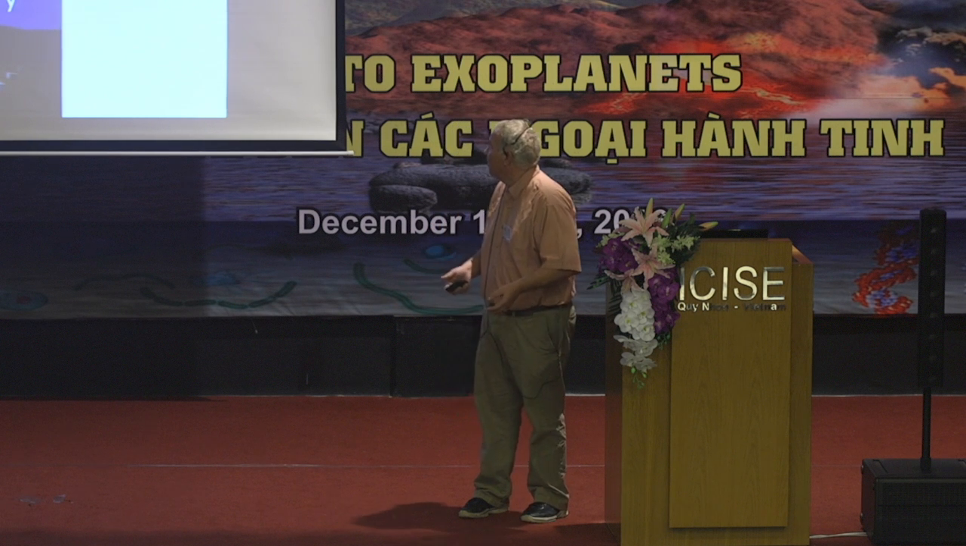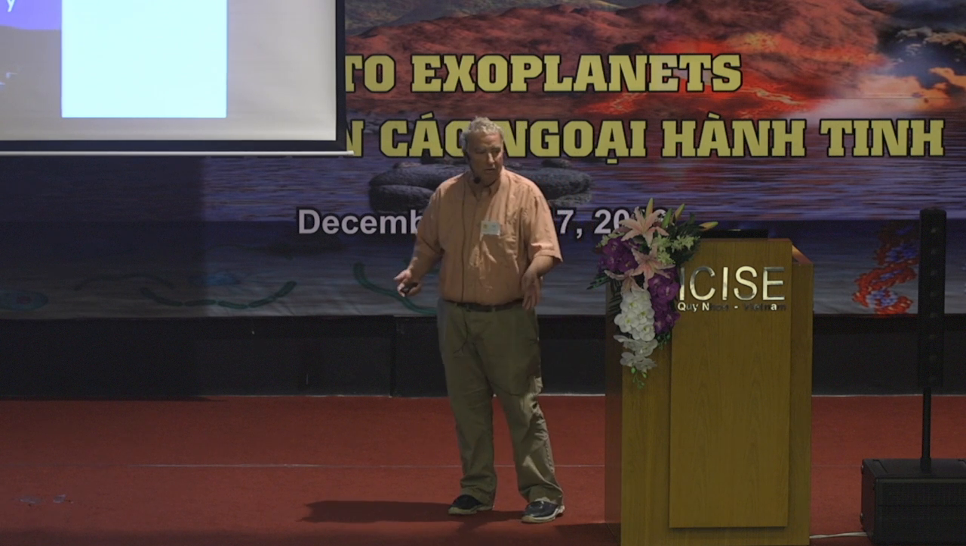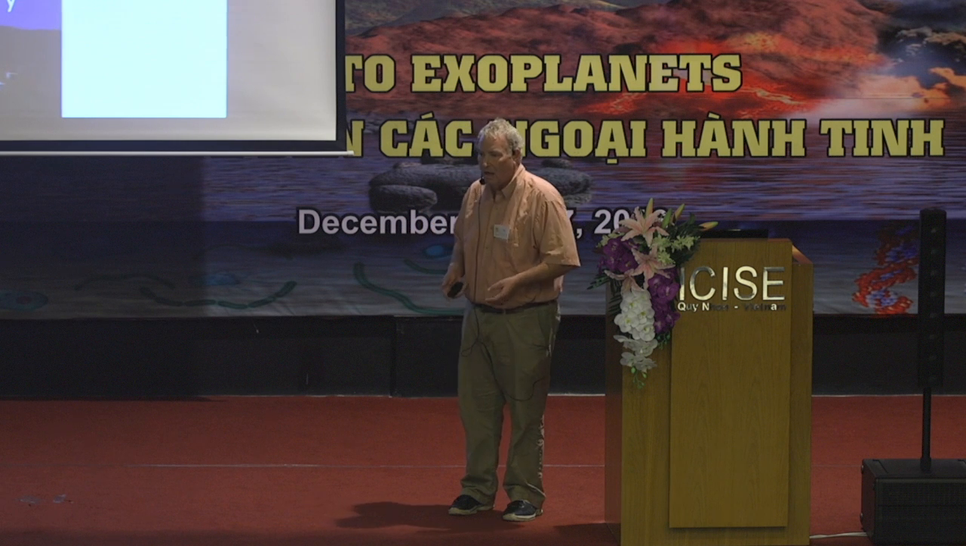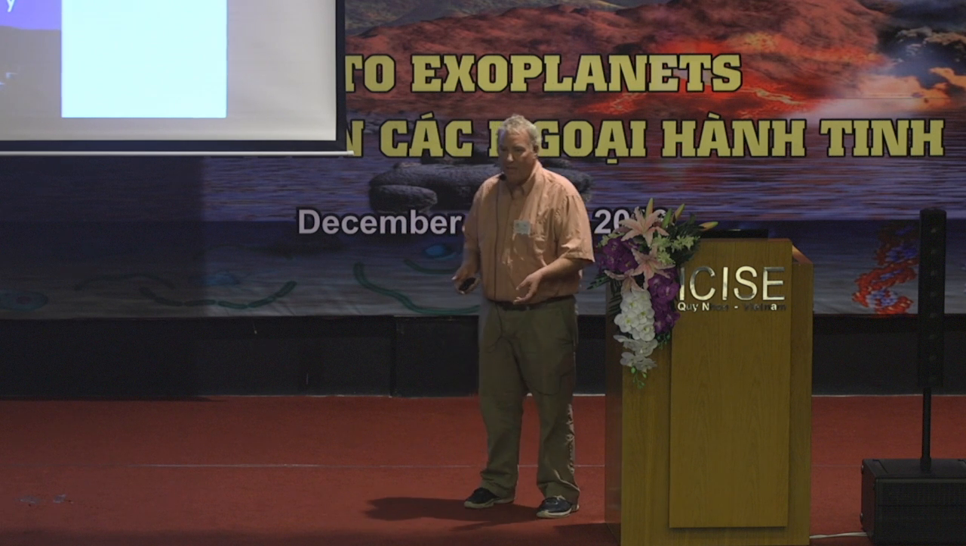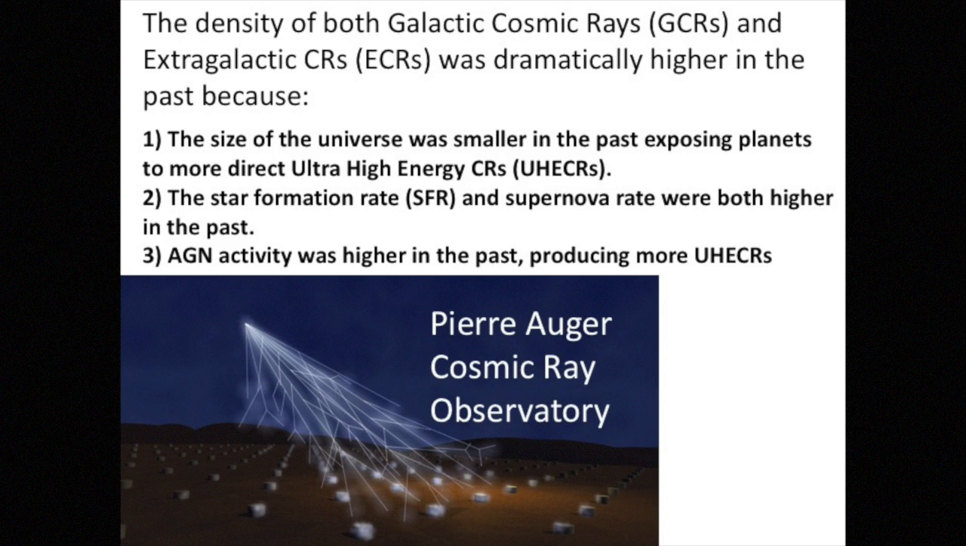Star formation rate and supernova rate were both much higher in the past and have decreased by at least one more order of magnitude in the last 5 or 6 billion years. AGN activity was higher in the past, producing more ultra-high energy cosmic rays, as well as radiation. Those environments are especially harmful for planets in those galaxies, but not only for those galaxies, but also for nearby galaxies and those that are in clusters.